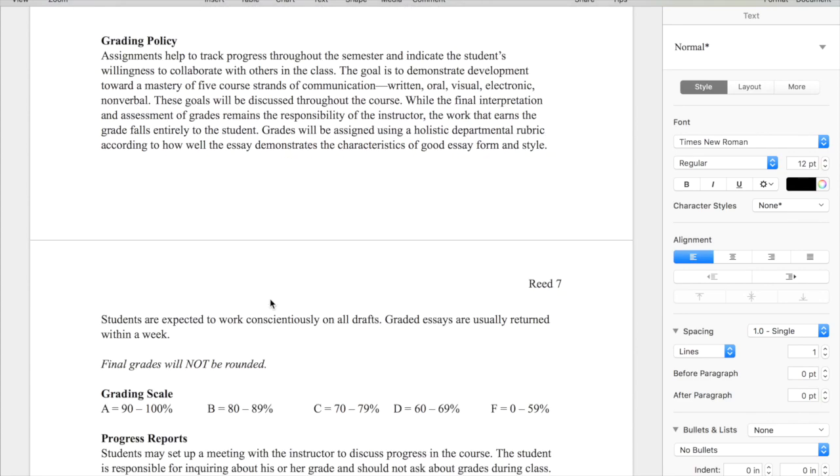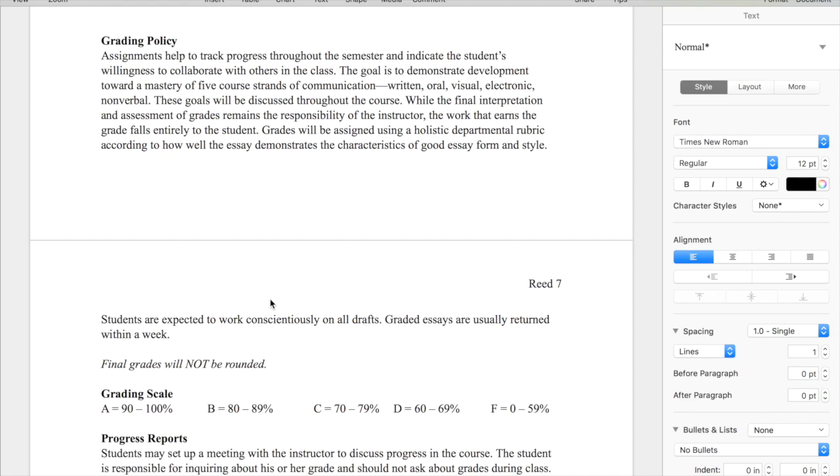All these assignments help to track your progress throughout the semester, and they indicate your willingness to collaborate with others in the class. The goal is to demonstrate development toward a mastery of 5 core strands of communication we already talked about in the description of this class: written, oral, visual, electronic, and nonverbal. These goals will be discussed throughout the course.